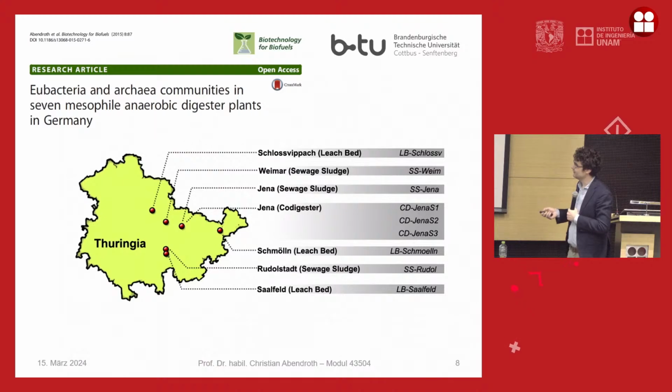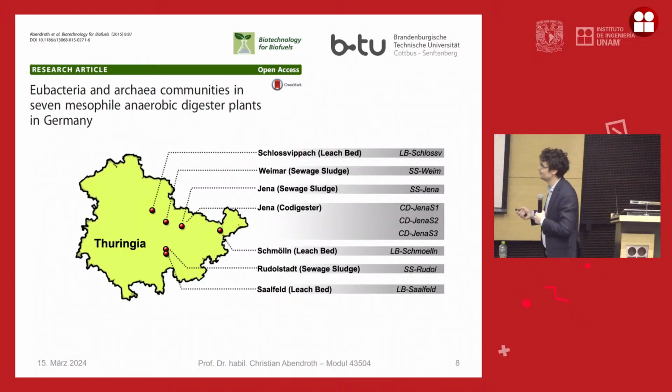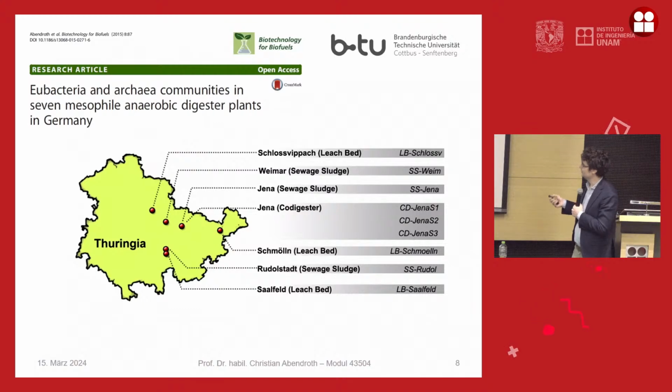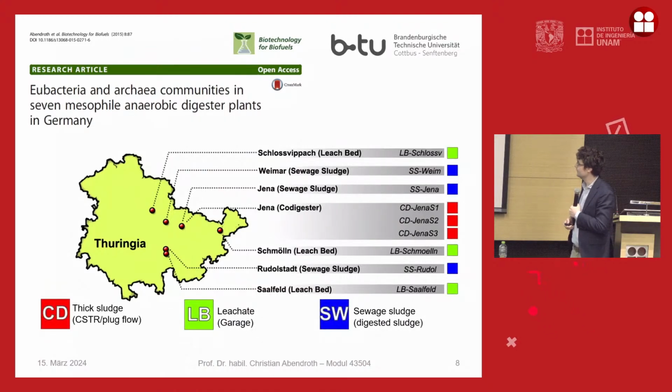So I was driving around, visiting places close to Jena, and I was choosing places which have biogas plants, of course. And here you see all the names of the cities that I was visiting in order to take some samples. Here are just some short names for each of these sludges, because otherwise it would be too much text. And I also highlighted different kinds of digesters that we are analyzing here.